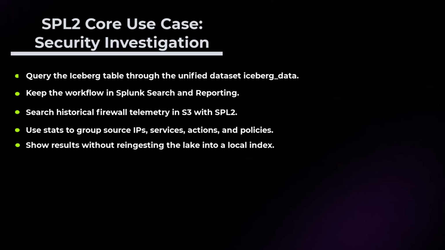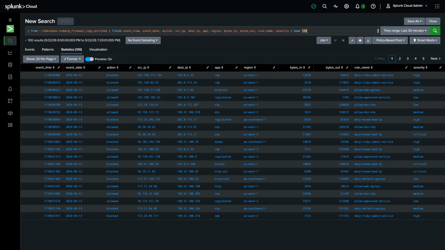The analyst experience stays familiar, but the storage model is better suited for large historical datasets. The basic SPL2 validation query is intentionally simple, from the federated dataset Iceberg data. A simple query is the right first proof because it confirms the catalog path, the dataset definition, and the ability to return records before adding investigative logic.